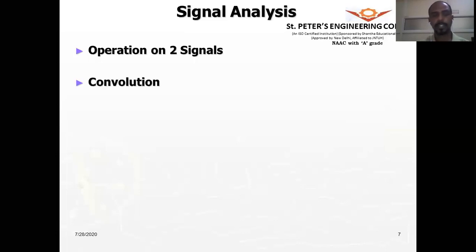This is a very important operation. We use this convolution operation to find the output of any system. When we apply an input, we get an output. That output we obtain by using this mathematical operation called convolution. So convolution is an operation used to obtain the output. That is the application we will see in later topics.